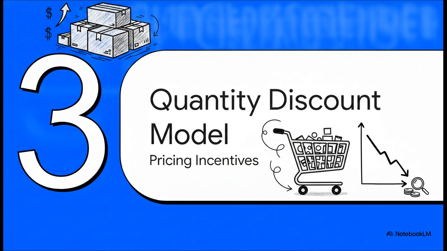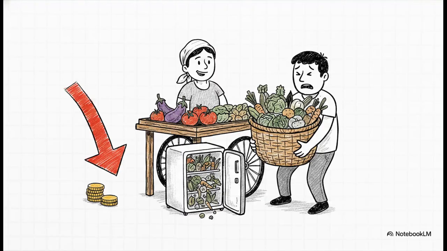Which brings us perfectly to Section 3, the Quantity Discount Model. This is an inventory model that challenges pure EOQ by introducing a super common reality: bulk pricing incentives. Let's step away from the corporate warehouse and ground this in an everyday retail reality. Imagine a vegetable vendor at the end of the day. They've got perishable stock they really need to clear out.